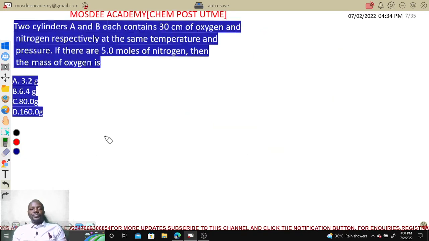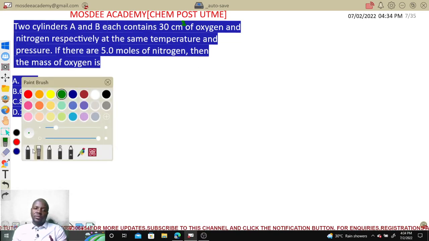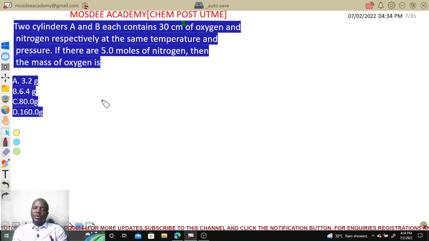The next question says two cylinders A and B each contain 30 centimeter cube of oxygen and nitrogen respectively. That is, there is oxygen and there is nitrogen inside the two cylinders at the same temperature and pressure. So that is a pointer to something, because the temperature and pressure are the same. So we can say the volume is the same, the temperature and the pressure are the same. The law that states this is called what? Avogadro's law. I hope you still recall this from your junior classes.